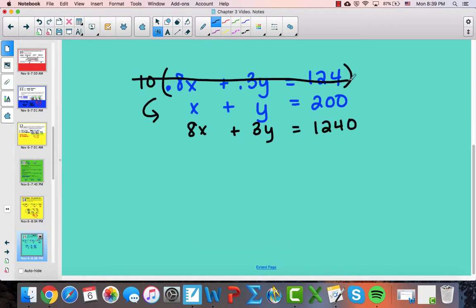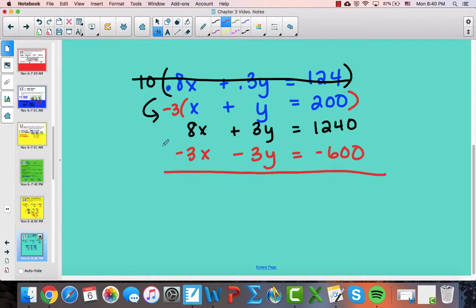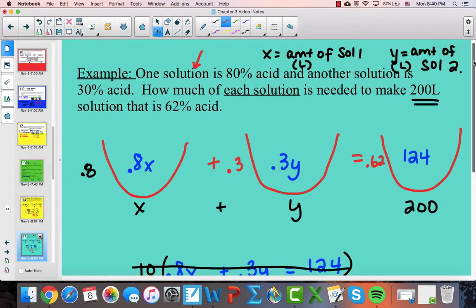All right, now, looking at these equations, I need to multiply the bottom equation by -3 so that I can eliminate. So I have one variable that's opposites. So -3x minus 3y equals -600. Add the equations together and we get 5x equals 640 and x equals 128. All right, so that's telling me that the amount of solution 1 is 128 liters. And then since they equal 200, 200 minus 128 gives me 72. So 72 liters of solution 2.